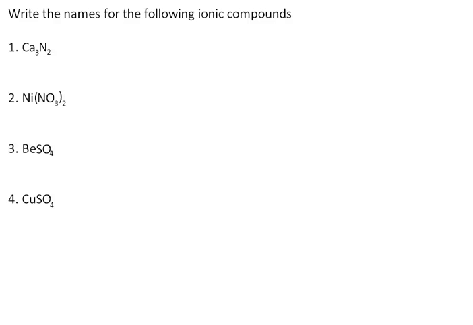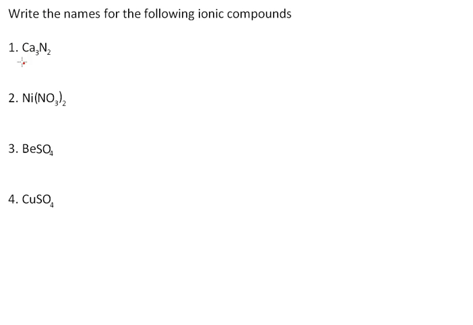Alright, this little screencast is going to show us how to write the names for ionic compounds. And again, to identify an ionic compound, you just have to see that what you have is a combination of a metal with a nonmetal. Remember, metals are on the left-hand side of the periodic table, left of the staircase. Nonmetals are to the right.